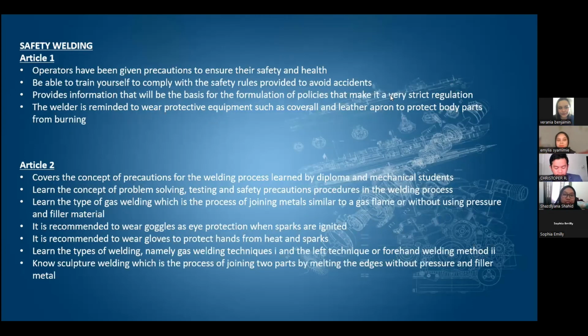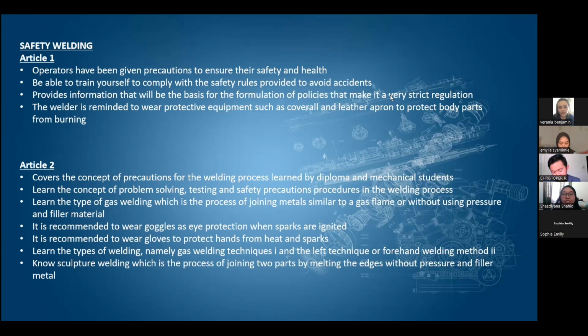According to our last topic, safety welding is a very important matter in the field of engineering. And also we have done a literature review based on two articles related to the topic of safety welding. The first article tells about a review of safety in welding and its level of compliance among local welders or fabricators in Johor state. And then the operators have been given precautionary measures to ensure their safety and health. In the meantime, they can train themselves to comply with the safety rules provided to avoid accidents.